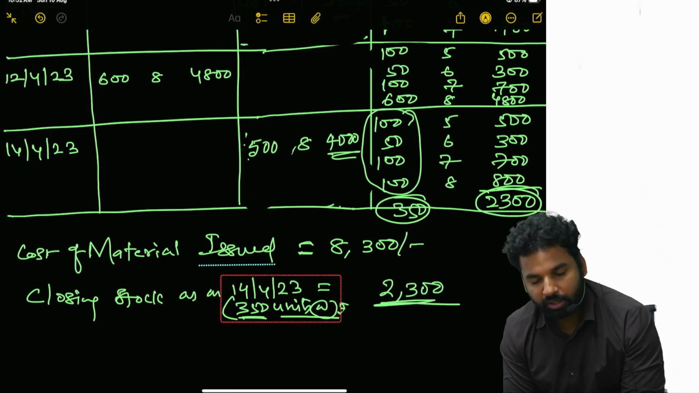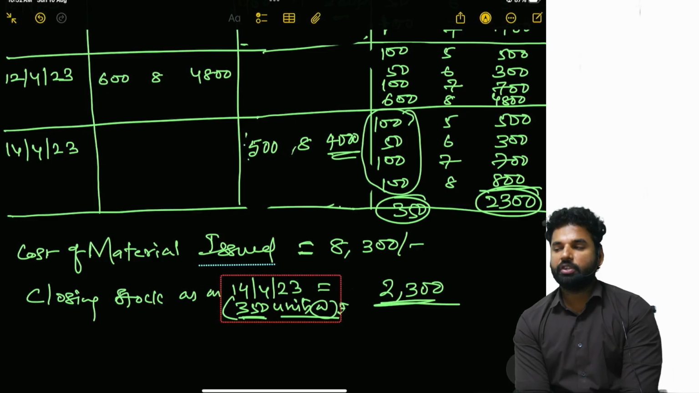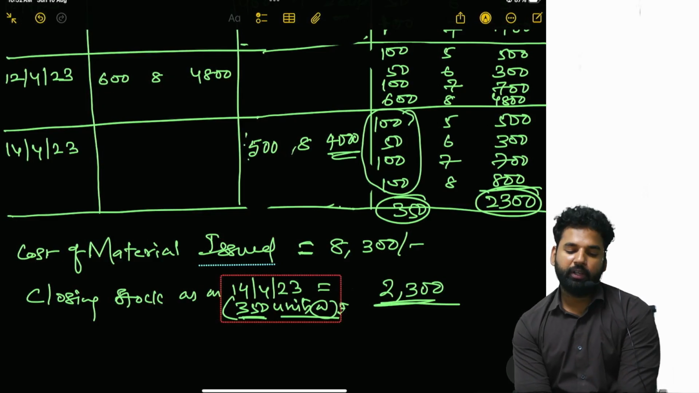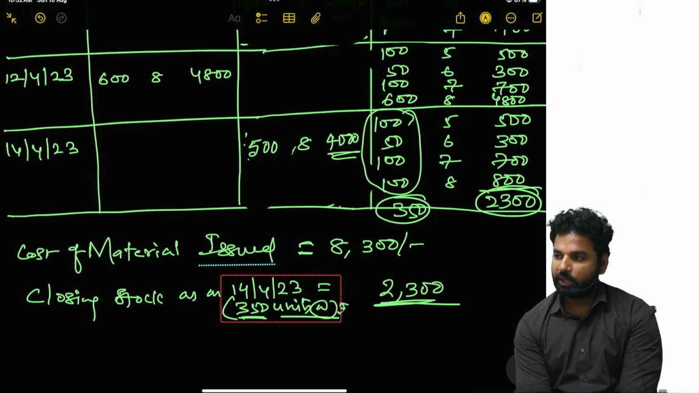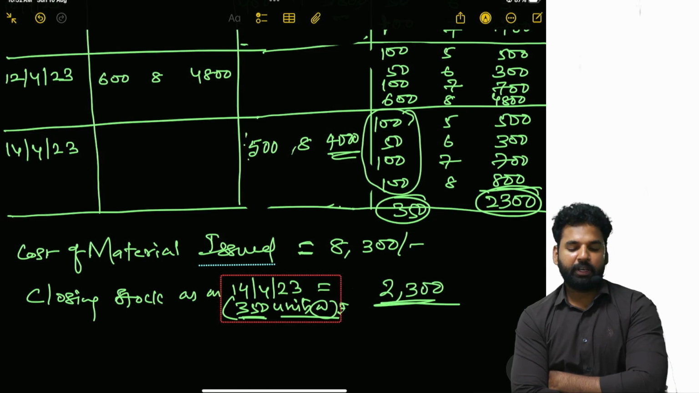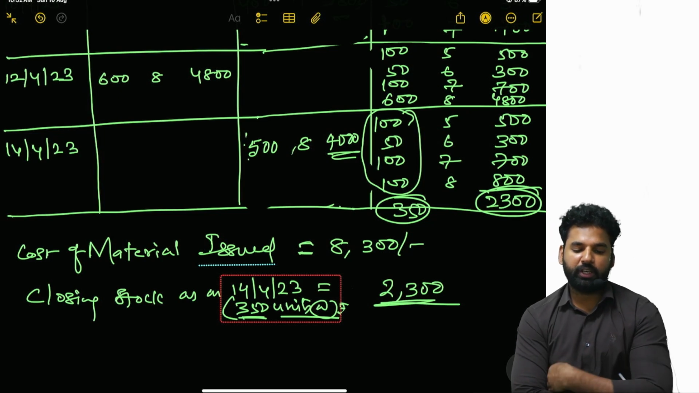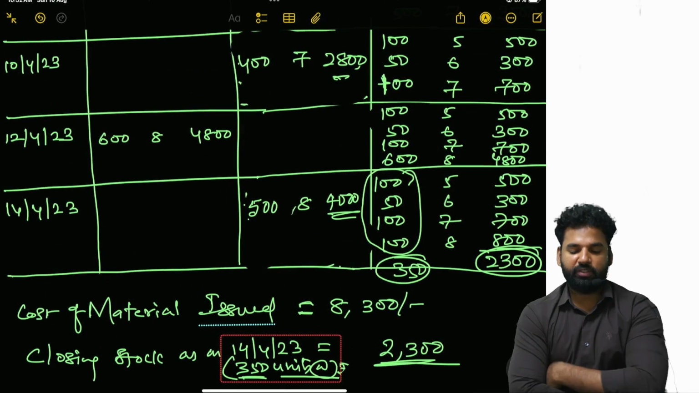So under the FIFO method, the closing stock value is 2800 and materials issued are 7800. Under the LIFO method, material cost is 8300 and the closing stock is 2300. So that is the difference we are getting.